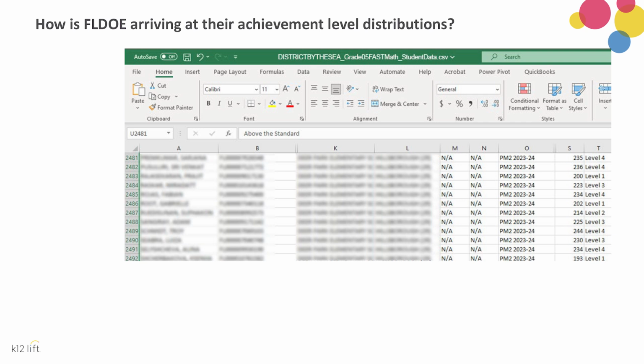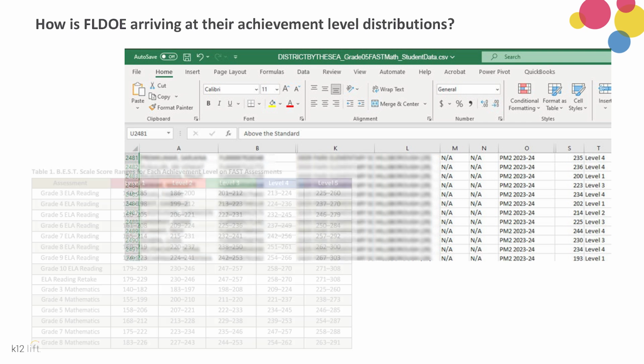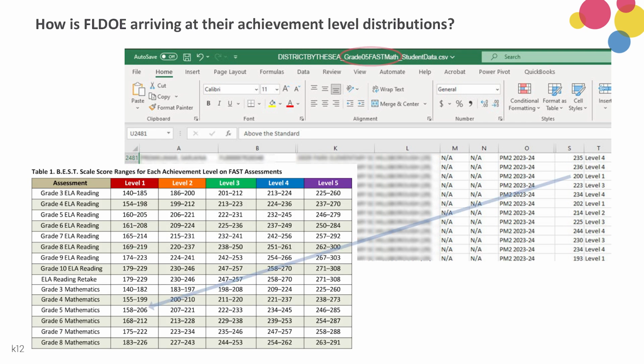All right, you guys probably know this, so I'm going to go super fast. This is how DOE is doing it. They're taking for any given kid a scale score, and they're mapping it to the cut points, right? So in this case, it's a PM2 result. They're mapping to a PM3 cut point. 200 points for 5th grade math is a level 1. That's what we see showing in the column there. 225 is a level 3. You get the idea, right?